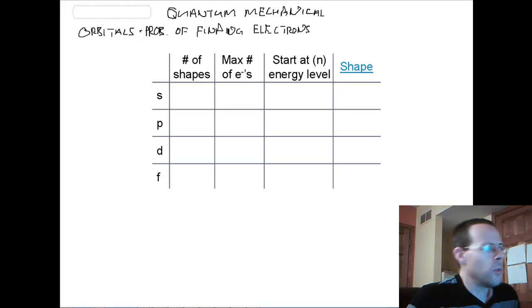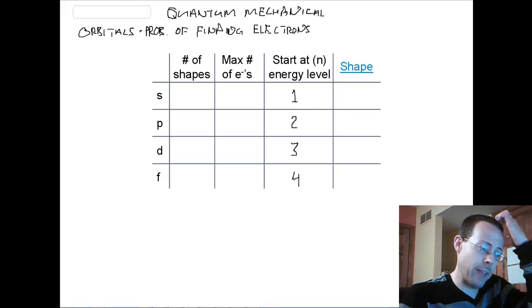Alright? So these letters, S, P, D, and F, basically correspond to smoking rooms, premium rooms, deluxe rooms, and fabulous rooms. And what we're going to look at is the energy level. The smoking room starts on energy level 1, or the first floor. Premium rooms don't start until the second floor. Deluxe don't start until floor 3, and fabulous begin on floor 4. So you've kind of seen that from the Alpha Hotel.